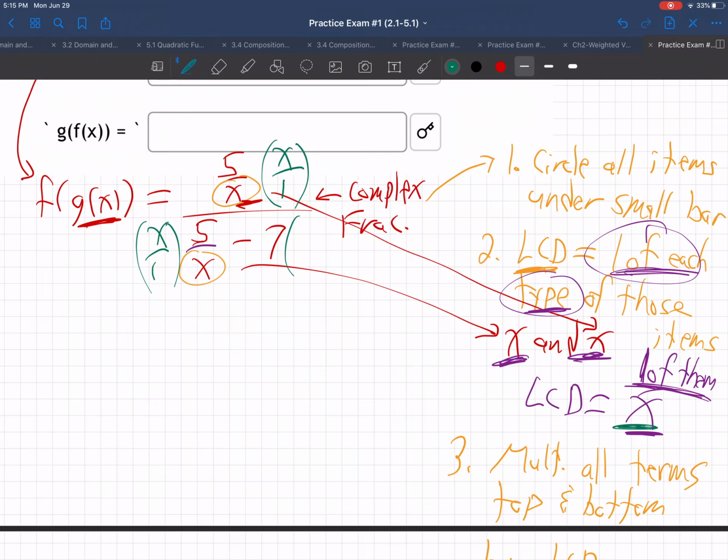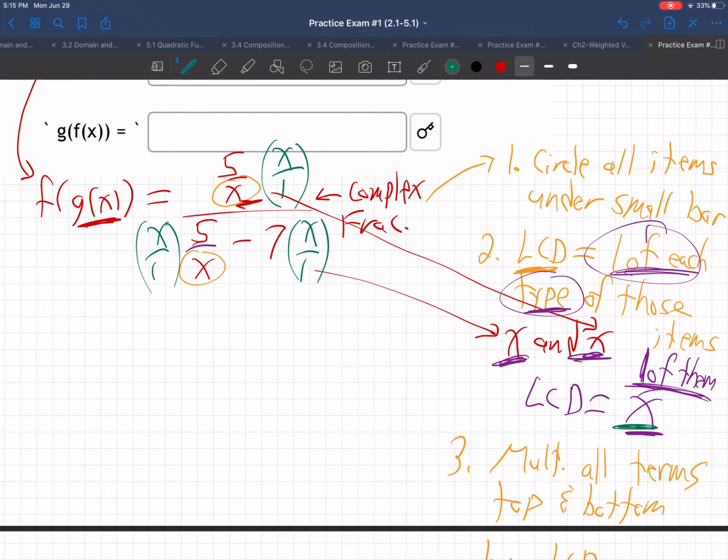And here, let me clean this up a little bit. There we go. And x over 1 to that term also. See how I did all the terms on the top and the bottom? That's what's required to be legal, right? When we mess with a fraction, we have to do the same thing to all the terms on the top and all the terms on the bottom so we don't change the fraction. We just change the way it looks.